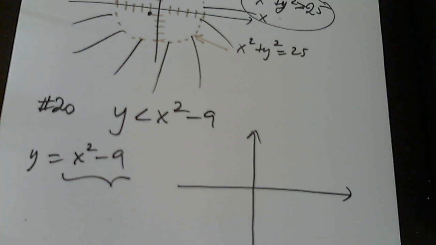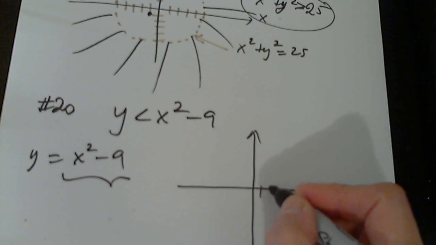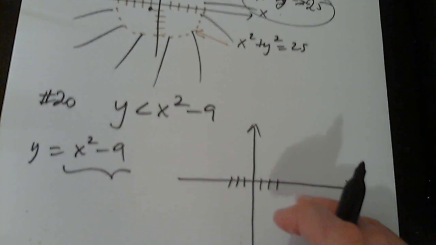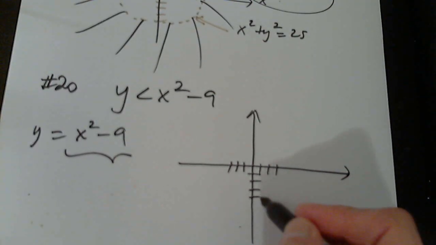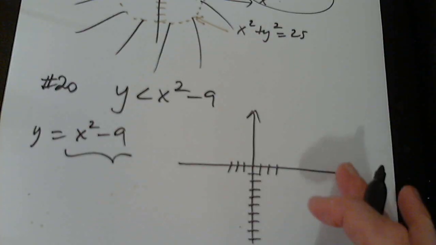Anyone remembers x squared minus 9? Please, anybody? It will be x minus 3 and x plus 3. Good, those would be the x-intercepts. But it's quadratic, it's x squared, down 9. 1, 2, 3, 4, 5, 6, 7, 8, 9.